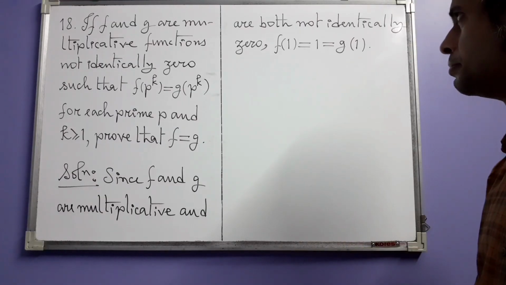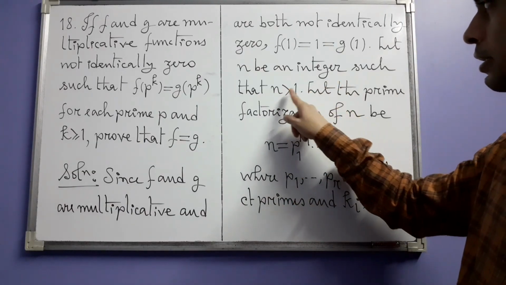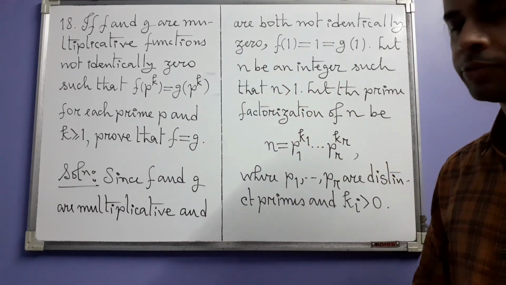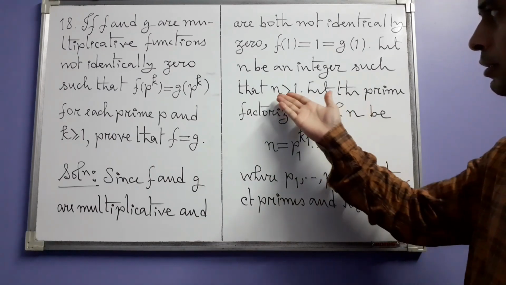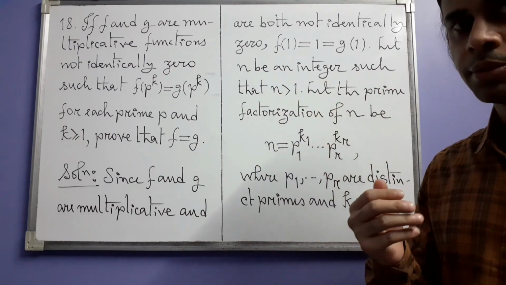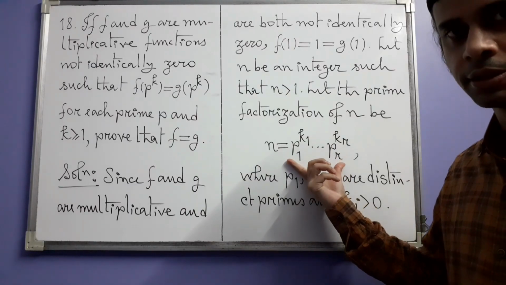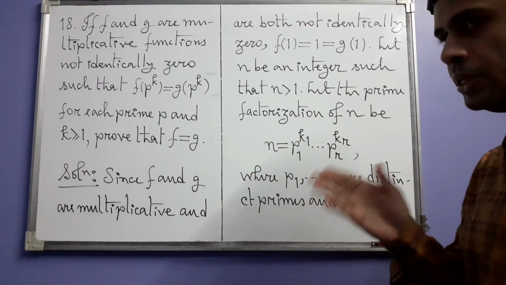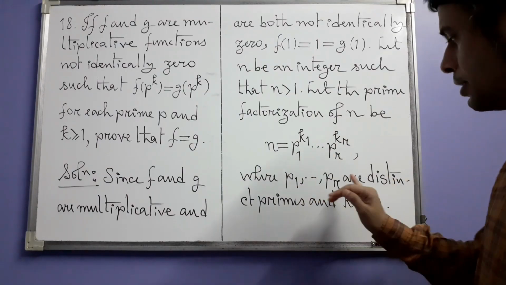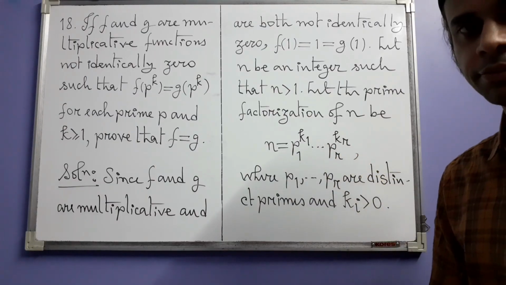But we have to prove that they agree at every other positive integer also, so that is the next thing. We consider any positive integer n greater than 1, and now we have to prove that f of n is equal to g of n. Because n is greater than 1, we know from the fundamental theorem of arithmetic that n has a prime factorization, where the primes p1, p2 up to pr are all distinct primes and the exponents ki are all positive integers.